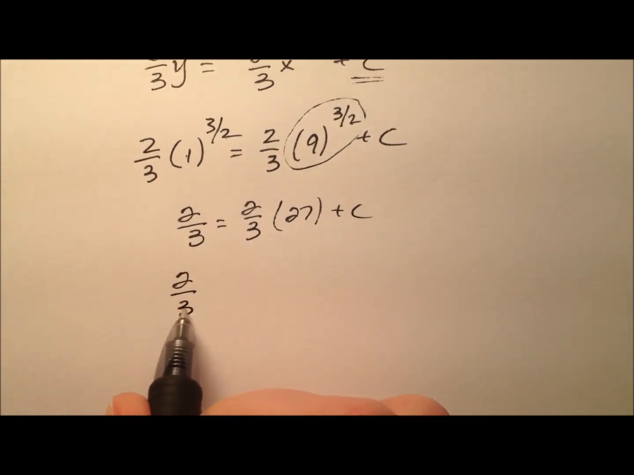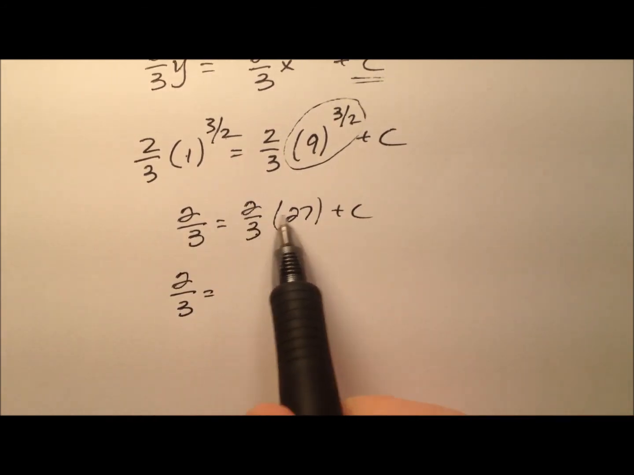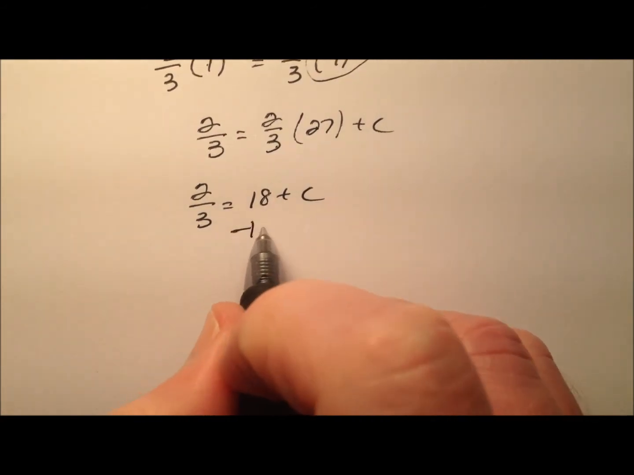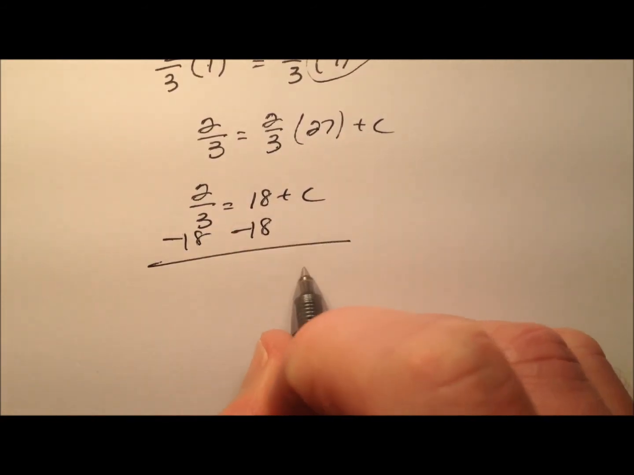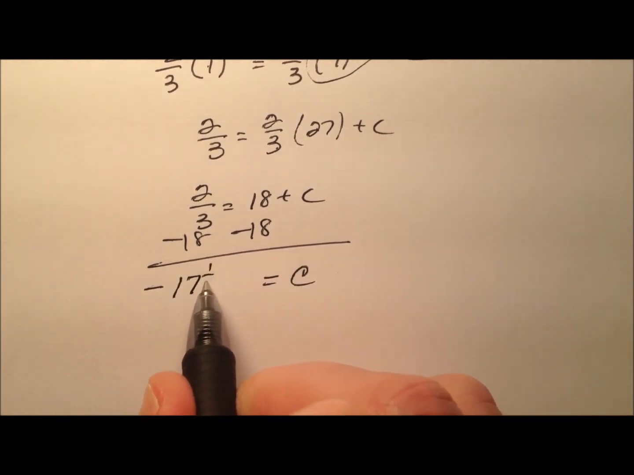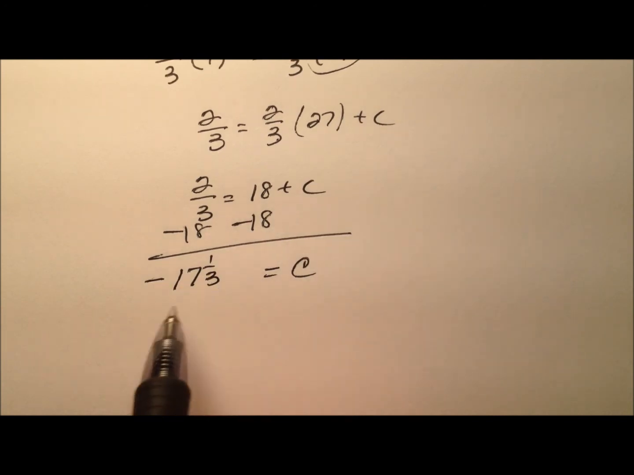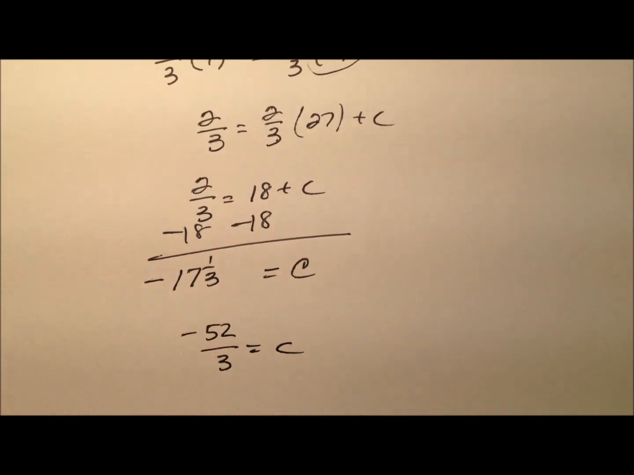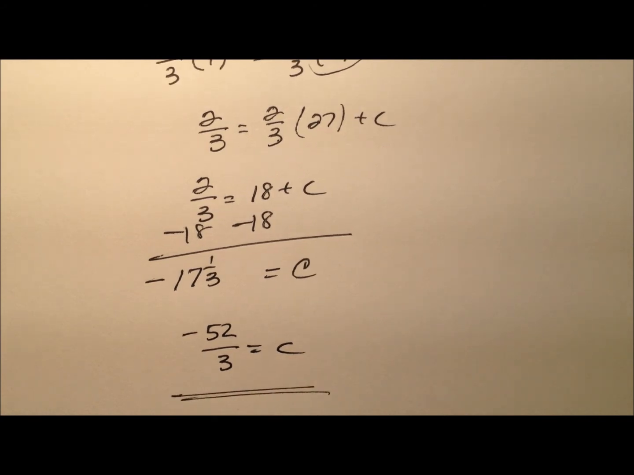Okay, so 2/3 equals, then what is 2/3 of 27? Well, 18, I believe. So if we subtract 18 from both sides, it looks like c is going to be negative 17 1/3, which you could change to negative 52/3 if you liked. So here's our value of c.